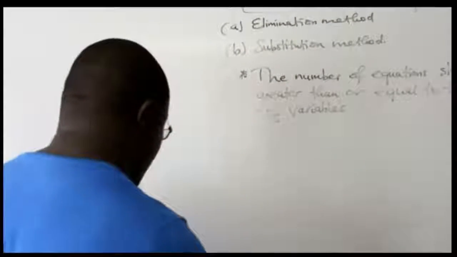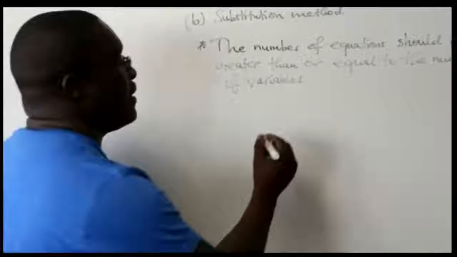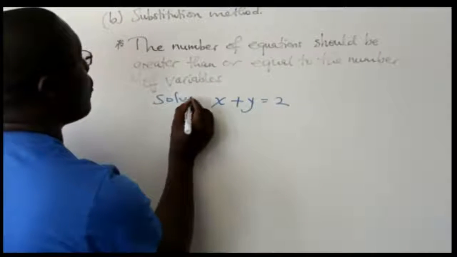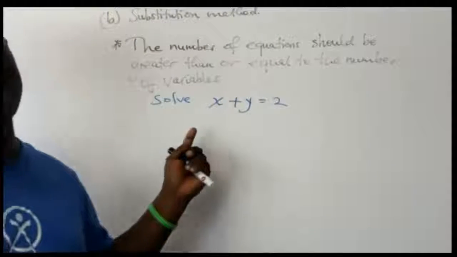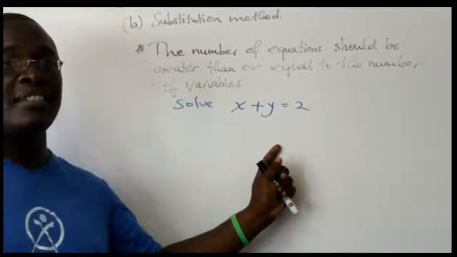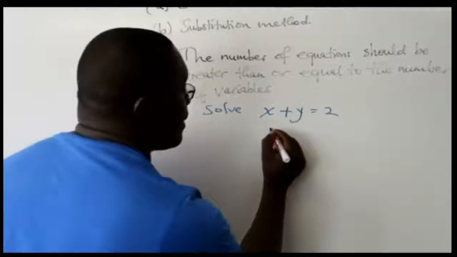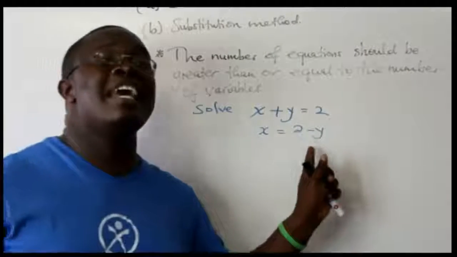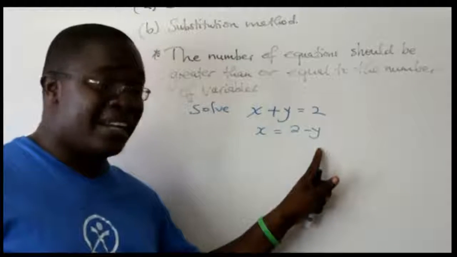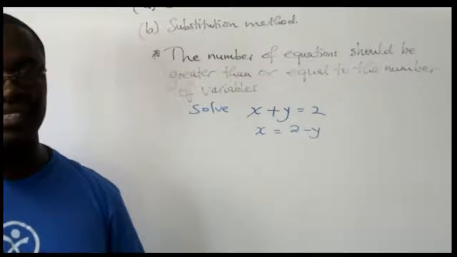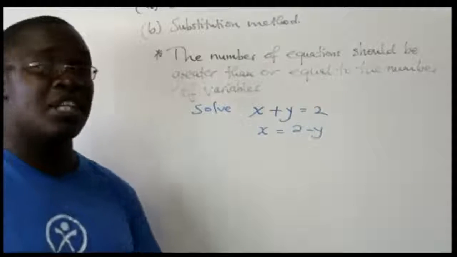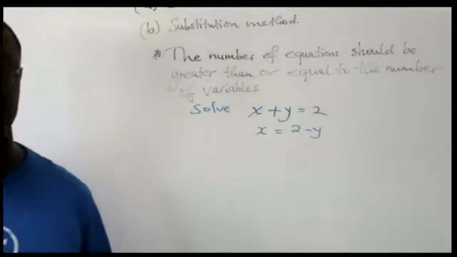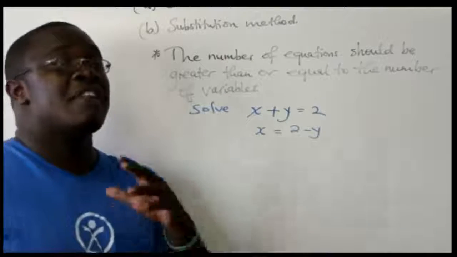Because you find that if you have one linear equation, something like x plus y is equal to 2, and somebody says solve, you'll never get the exact solution to this. Because if you're going to solve this, it will be x is equal to 2 minus y. So your answer is being expressed in terms of y, but it's not the exact solution. So for you to get an exact solution, you need a second equation. Why? Because there are two unknown variables. So it's always important for you to figure that out.